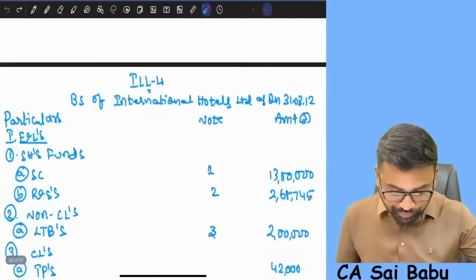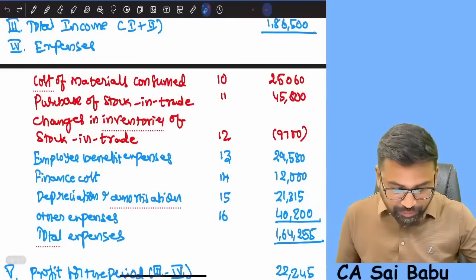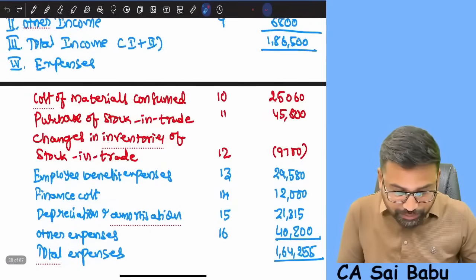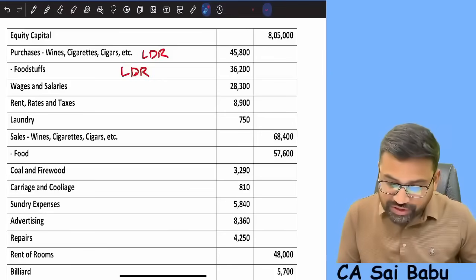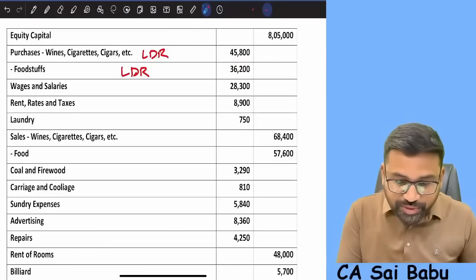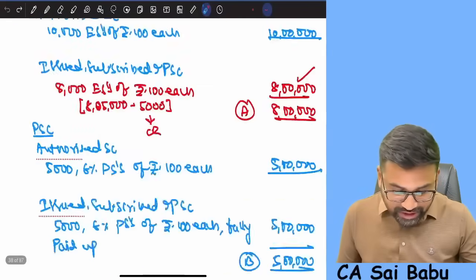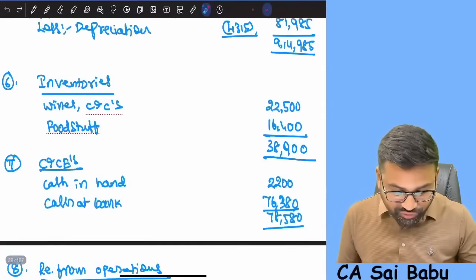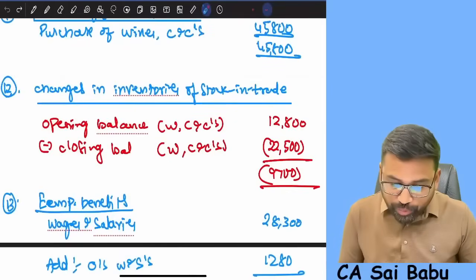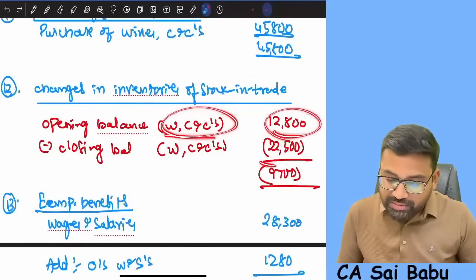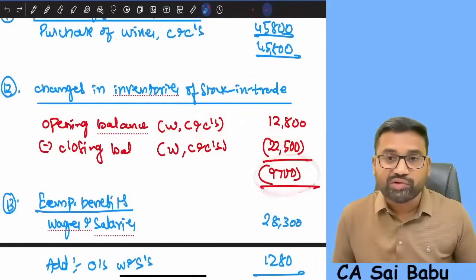I will show you. See this, when you are preparing this purchase of stock in trade, see 45,800. What is this 45,800? This one. And the difference between the opening and closing is shown as change in inventories of stock in trade. So the presentation, see this: opening balance of wine, cigarettes, cigars, closing balance of wines, cigarettes, cigars, 9,700.